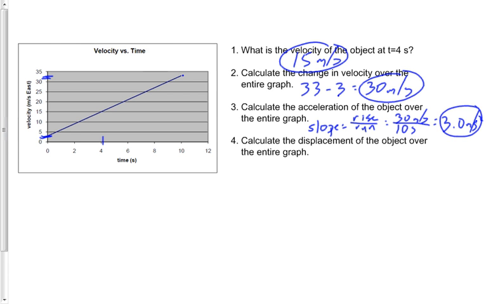And finally, the displacement. Not too hard of a displacement to find here. It's not just a triangle, though, so it's not quite that simple. There's a triangle, and there's a rectangle. The displacement is the area. The area of the triangle is 1/2 base times height, so it's 1/2 of 10. And the height of that triangle is 30, not 33. The triangle starts at 3 and ends at 33, so the height of that triangle is going to be 30.